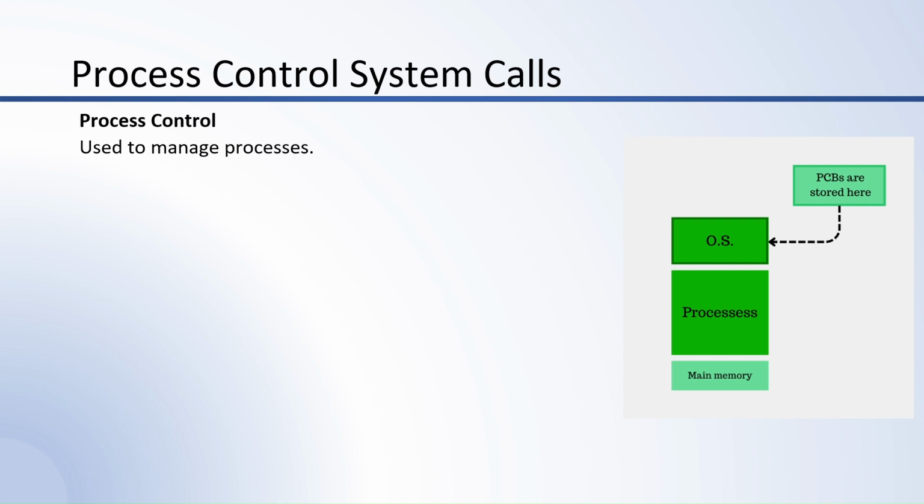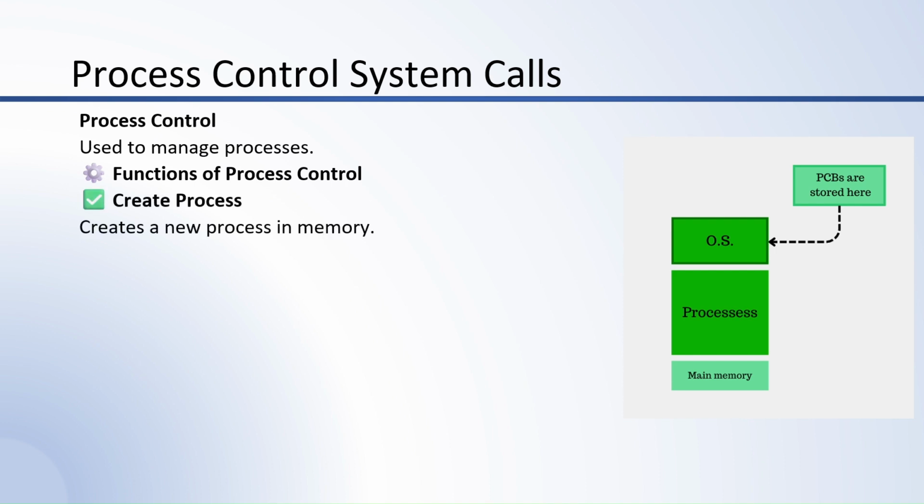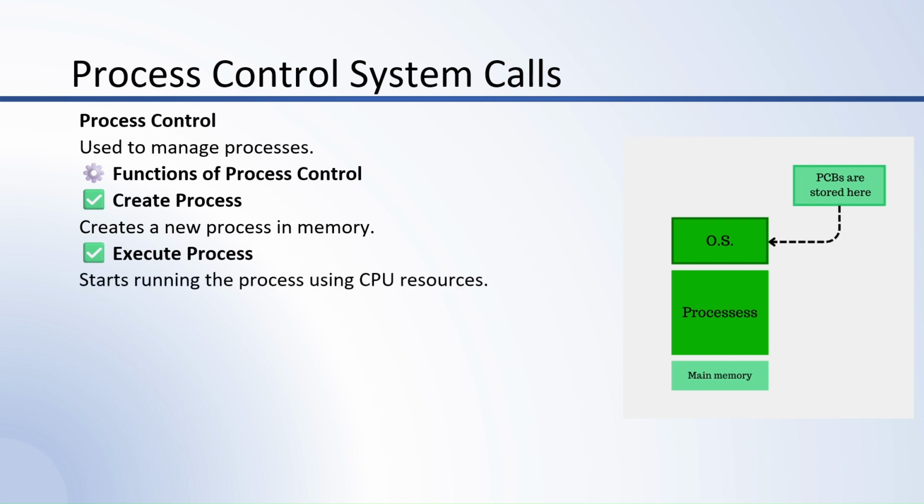Now let us see its functions. Create process. When a user opens an application, the operating system creates a new process in memory. For example, when you click on Chrome, the OS creates a Chrome process. Execute process. After creating the process, the CPU starts running the instructions of that process. This is called process execution. For example, when Chrome opens websites and loads pages, the CPU is executing the process.